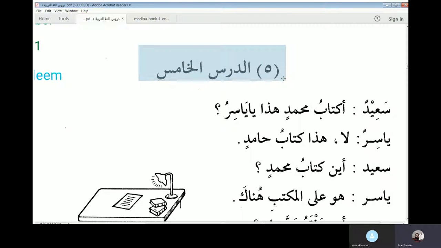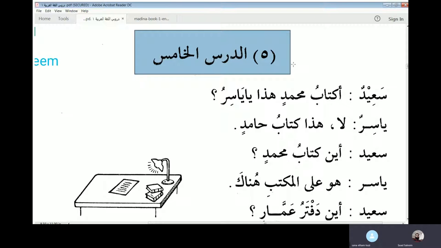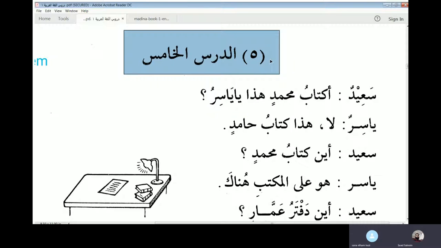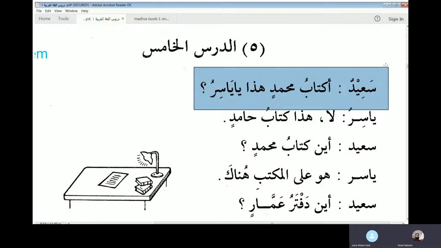Okay, start reading this. Mr. Mujadad, you are Saeed, and Miss Sana, you are Yasir. Darsul Khamis, fifth lesson. Saeed asks: Al-kitabu Muhammadin, haza ya Yasir? Al-kitab is the book, Muhammad's book. Is this Muhammad's book or Yasir's book? So Saeed is asking Yasir, is this the book of Muhammad?